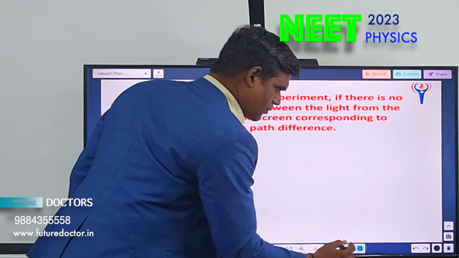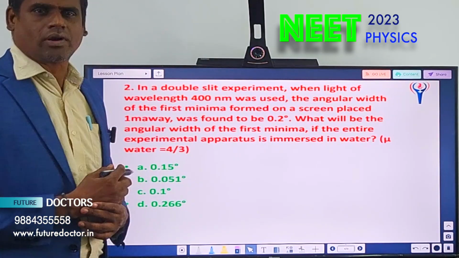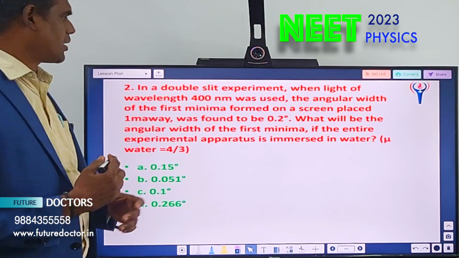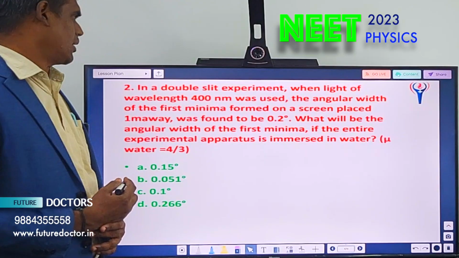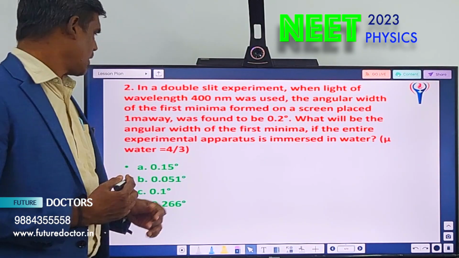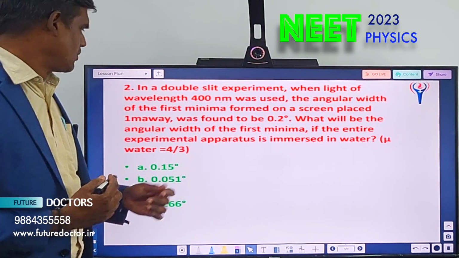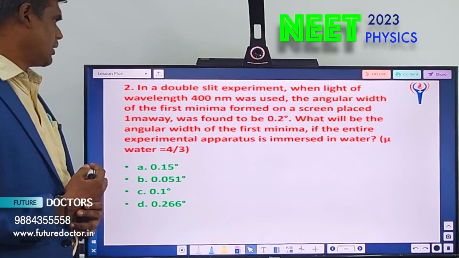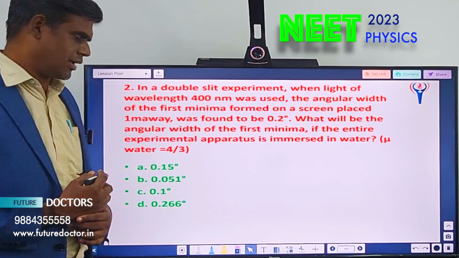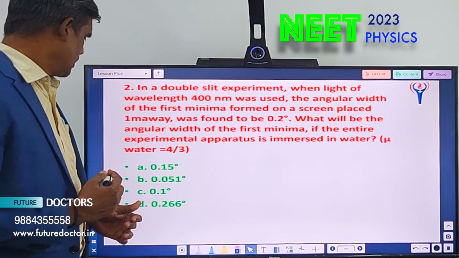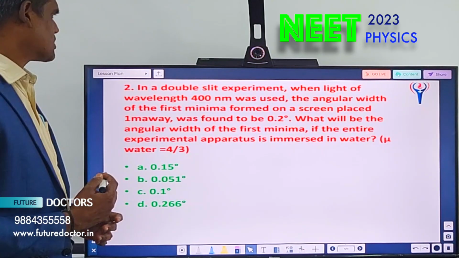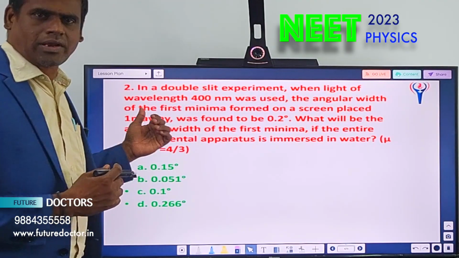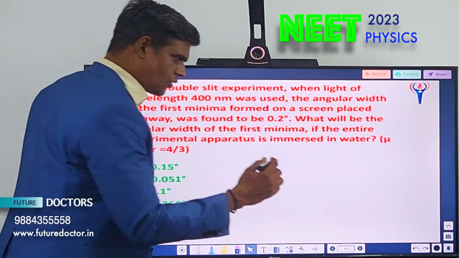Let's move to question number 2. In a double slit experiment, when light of wavelength 400 nanometer was used, the angular width of the first minimum formed on a screen placed 1 meter away was found to be 0.2 degree. What will be the angular width of the first minimum if the entire experimental apparatus is immersed in water? Mu of water is given as 4 by 3. Option A, 0.15 degree. B option, 0.051 degree. C option, 0.1 degree. D option, 0.266 degree. That is, by knowing the formula for angular width with respect to refractive index, you are able to find the answer for this question.